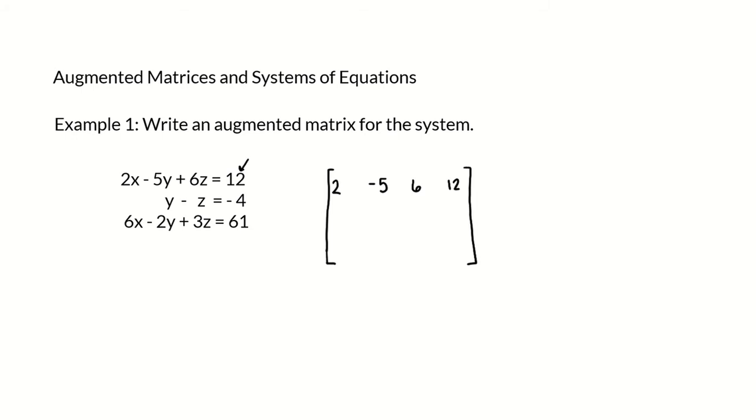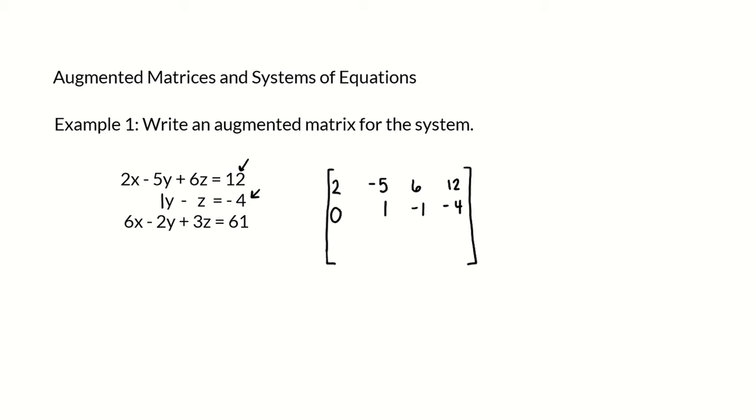And then the second row, there's no coefficient for x. There's no x appearing in that equation. That means that we use a 0 for x in that row. The coefficient of y is 1, and the coefficient of z is -1, and the answer number is -4.